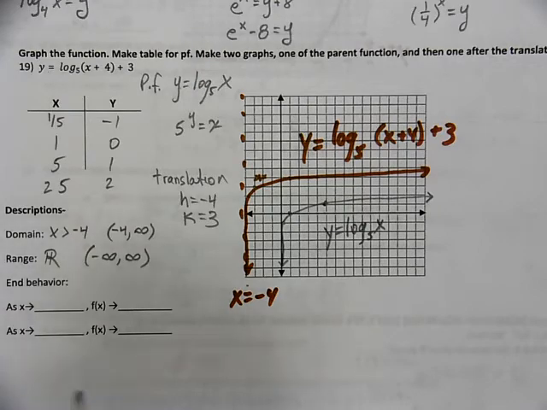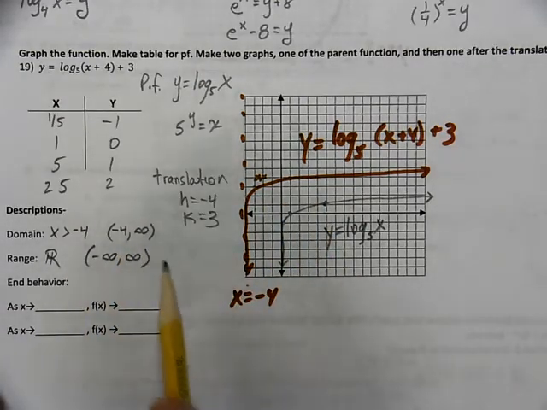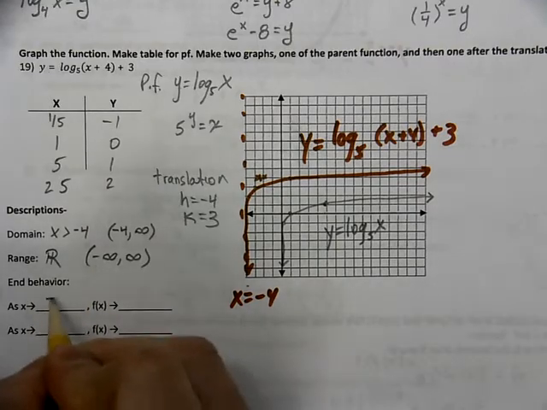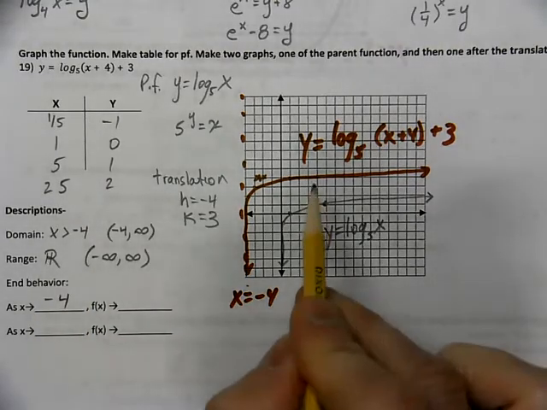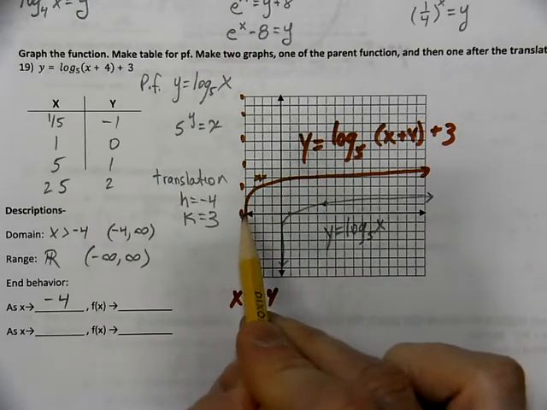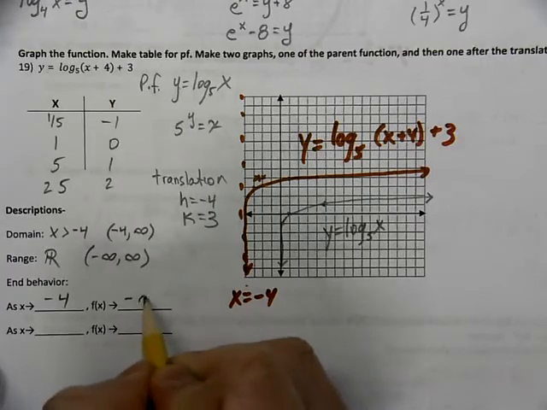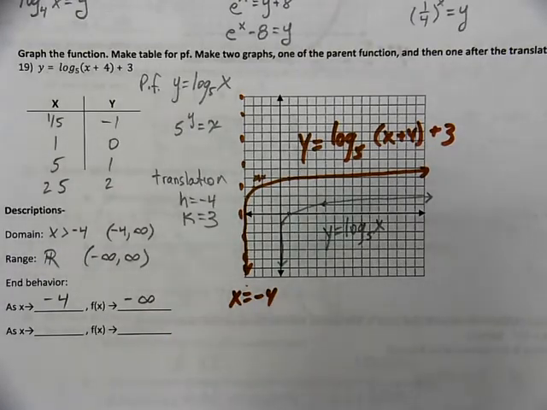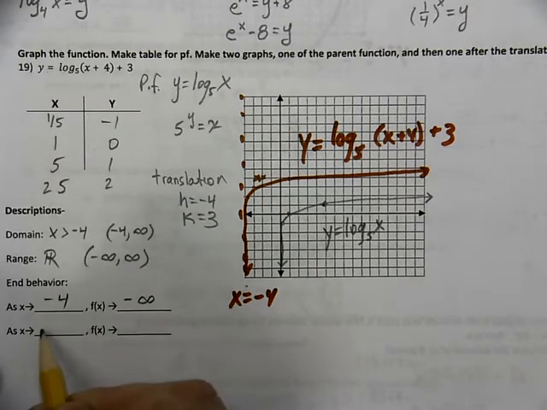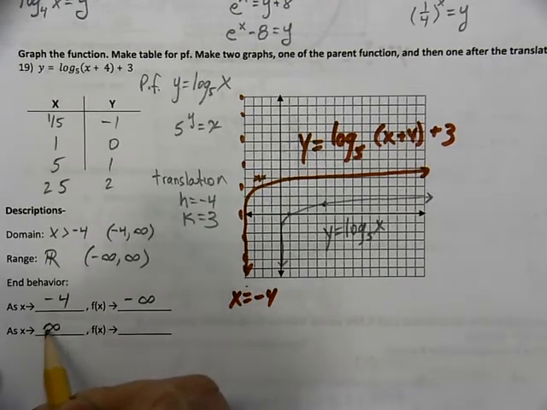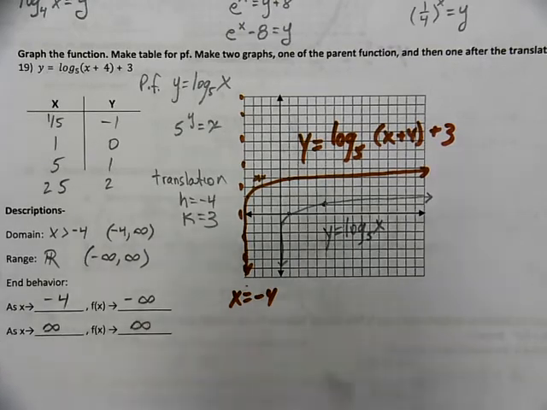The end behavior. As x moves to the left, how far left could it possibly go? It can only go to negative 4. What's happening as we move closer and closer and closer to negative 4? The graph is going down. As x moves to the right, which is positive infinity, the graph is also going up, just not quite as quick.